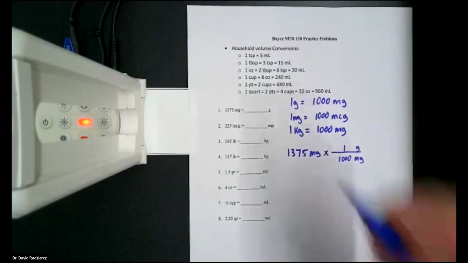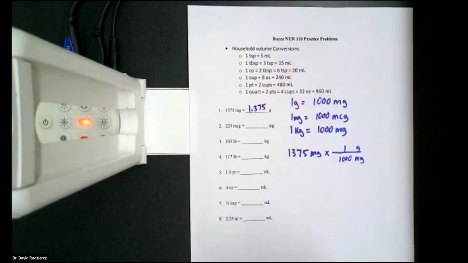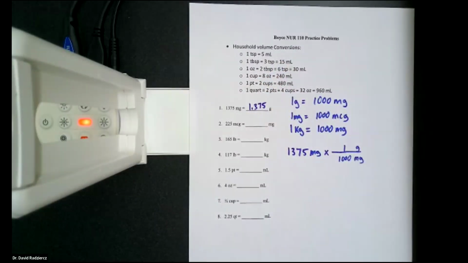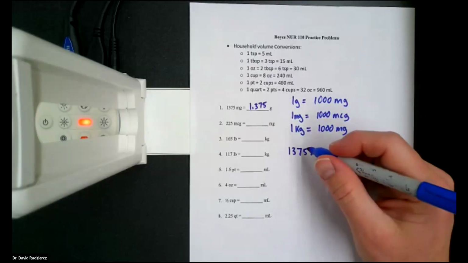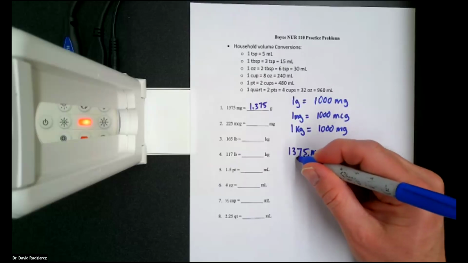So when I look at this, I do neither. I just write 1.375 and then I move on to the next problem. So for the first one, because we know that there's 1,000 milligrams in 1 gram, do you just move the decimal point over 3 times? Correct. Yeah, so if you're doing move the decimal over, you'd move it 1, 2, 3 times. Okay.